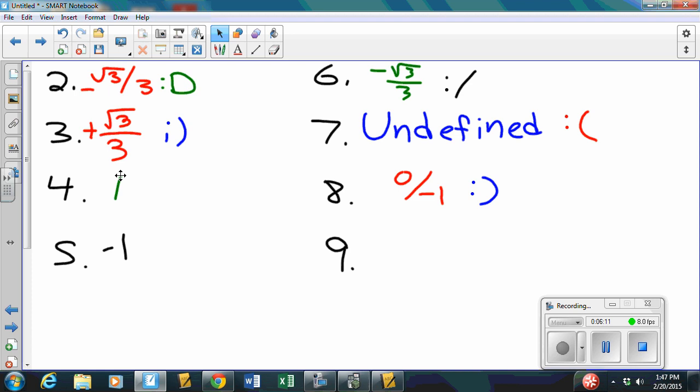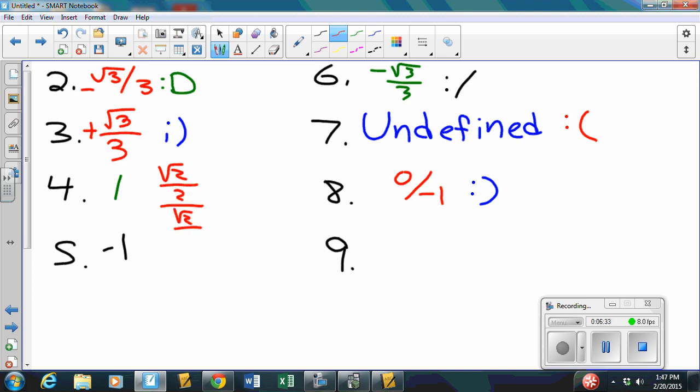Number 4. You guys all agree with 1. Yes. Square root 2 over 2 divided by square root 2 over 2. You're dividing a number by itself, right? 1. Okay? By the way, when two numbers cancel, what do you get? 1.